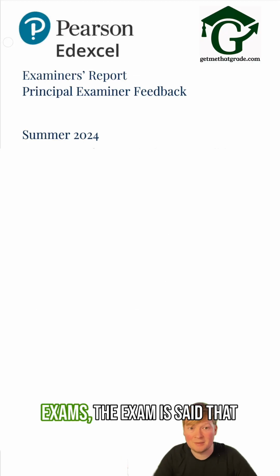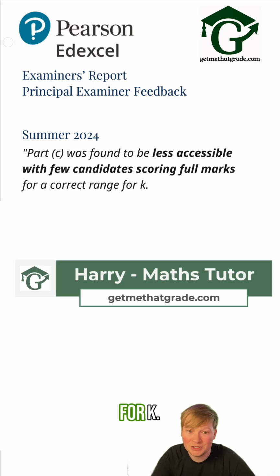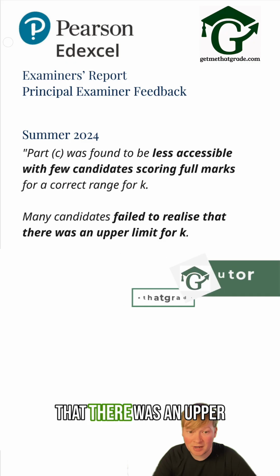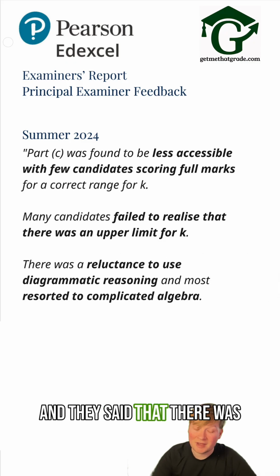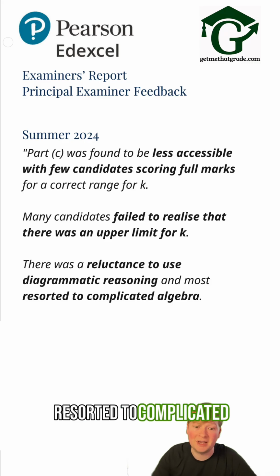In their report after the exams, the examiners said that part C was found to be less accessible, with few candidates scoring full marks for a correct range for k. They said that many candidates failed to realise that there was an upper limit for k, and they said that there was a reluctance amongst students to use diagrammatic reasoning, and most students resorted to complicated algebra.